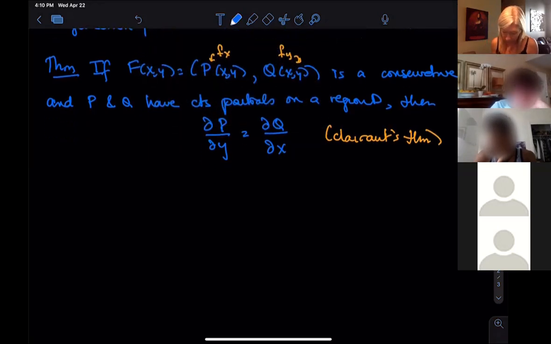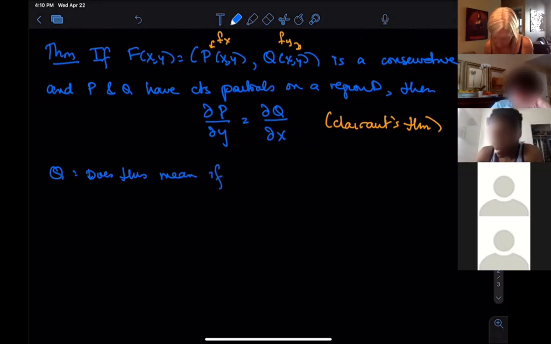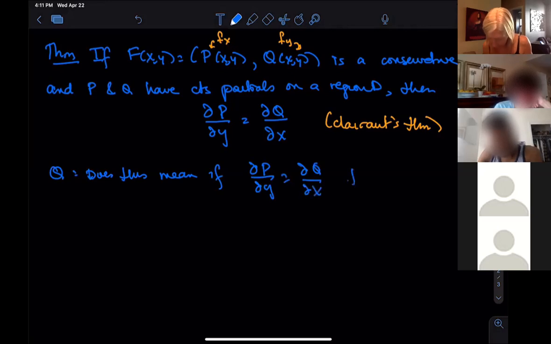And so here's a question. Does this mean that if these cross partials are equal, dP/dy equals dQ/dx, then F is conservative?